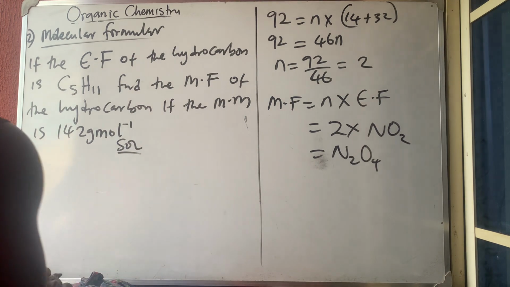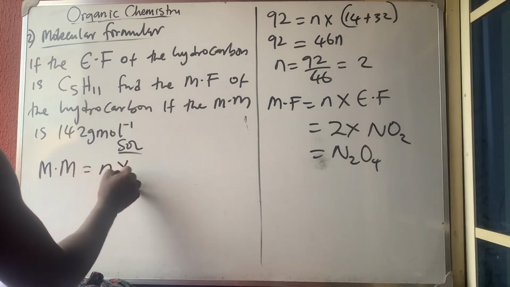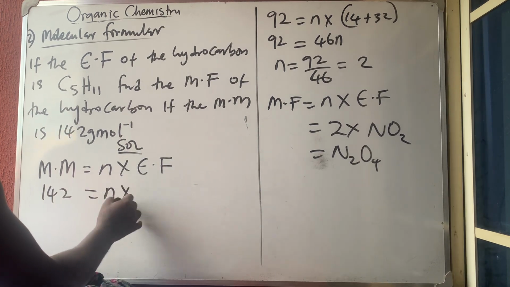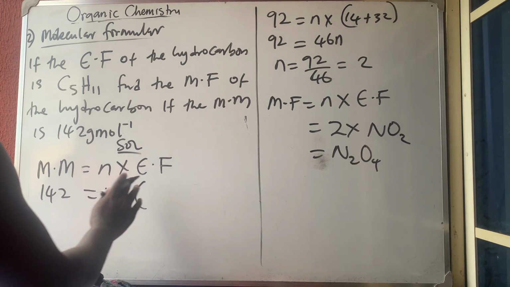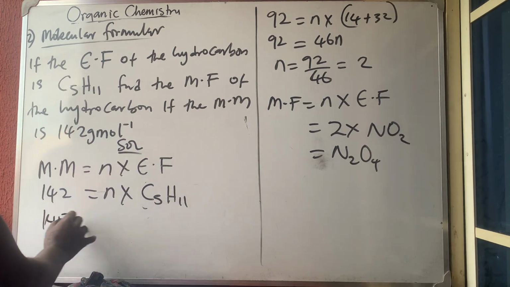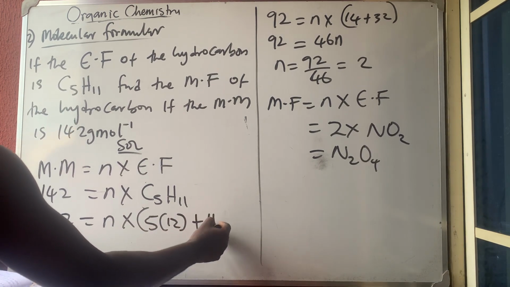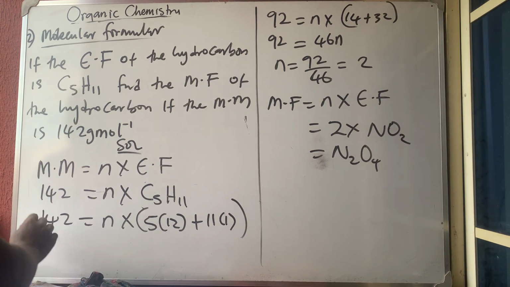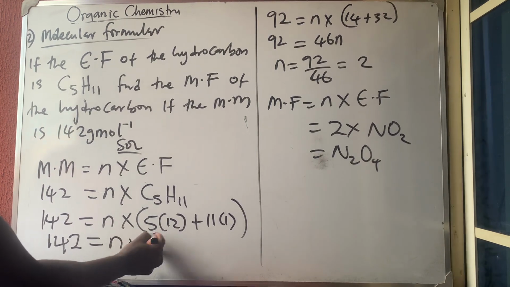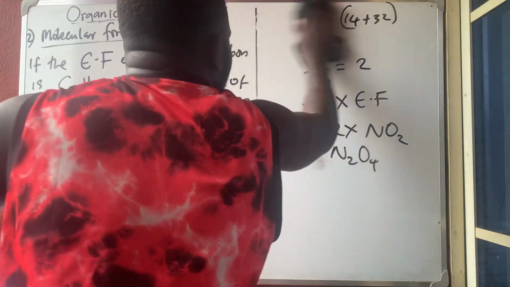Solution. Okay, don't forget that molecular mass is equal to N times the empirical formula. So the molecular mass they gave me, 142, is equal to N times the empirical formula, C5H11. So 142 is equal to N times 5 of C is 12, don't forget, plus 11 of H, H is 1. Don't forget. So 142 is equal to N times 12 times 5 is 60 plus 11. So we have 71.